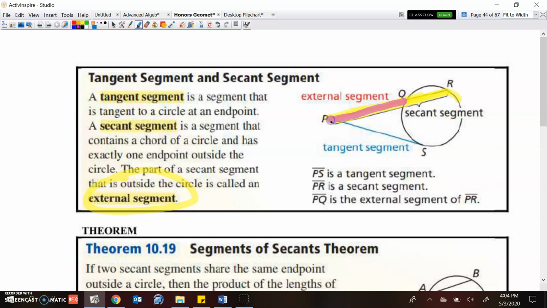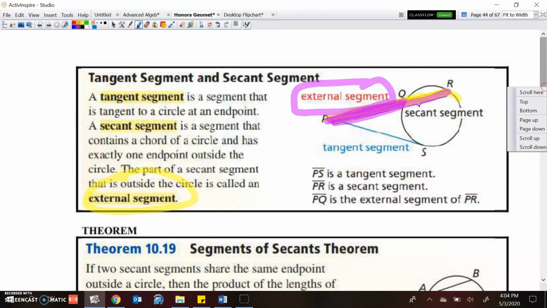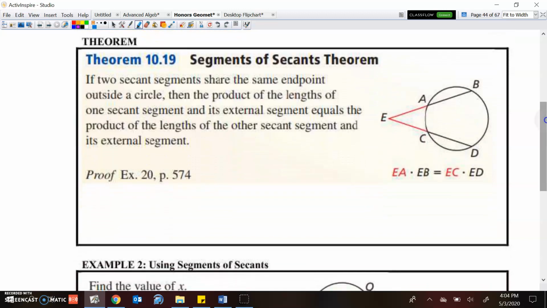the external segment. Okay, so the whole thing is called our secant segment, or secant would go on forever. That's why it's secant segment. But the portion that falls outside the circle is specifically known as the external segment. Okay, again, some of this vocab isn't going to be super critical for what we're doing at the current time. But we need it so we can understand what the theorem's saying. So if 2 secant segments share the same endpoint outside of a circle, then the product of the lengths of one secant segment and its external segment equals the product of the lengths of the other secant segment and its external. All right, so here's what they're saying.